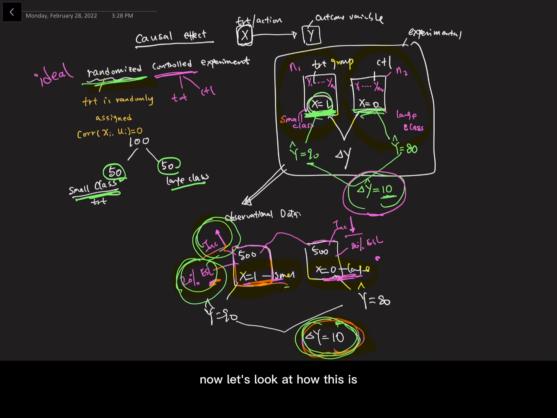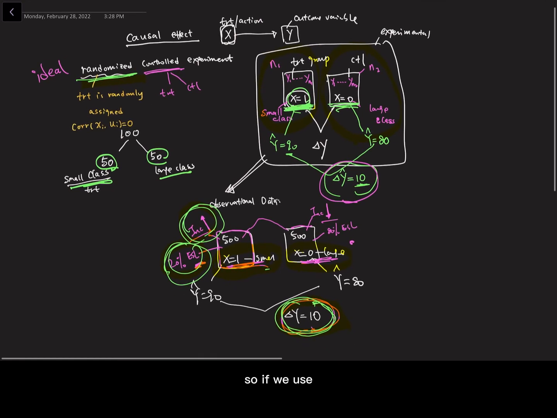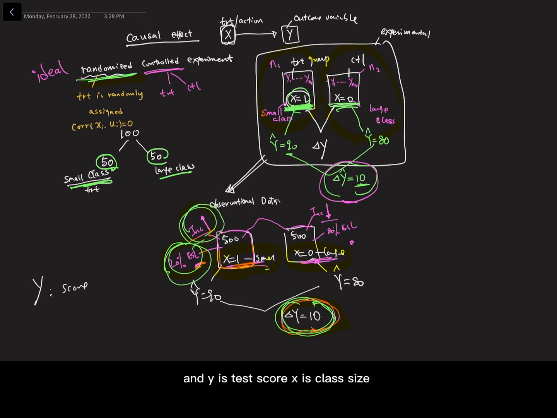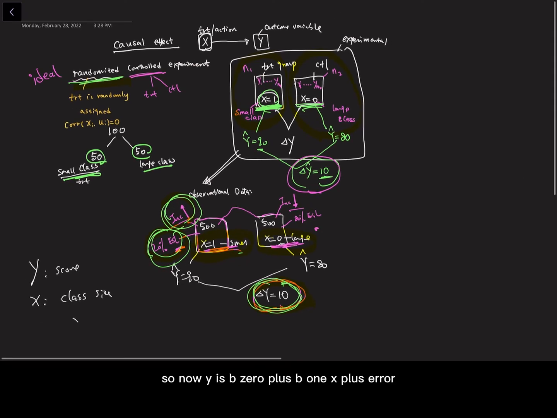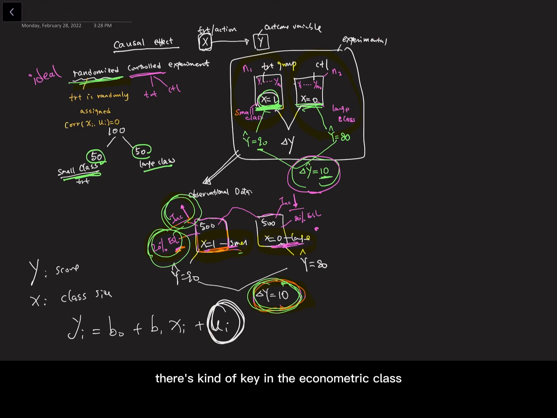Okay, now let's look at how this relates to the regression analysis. So if Y is test score and X is class size, now Y is B0 plus B1X plus error. So you should know what's inside the error. That's kind of key in the econometrics class, one of the most important concepts. You should understand what's inside the error term. So what's inside this error term?